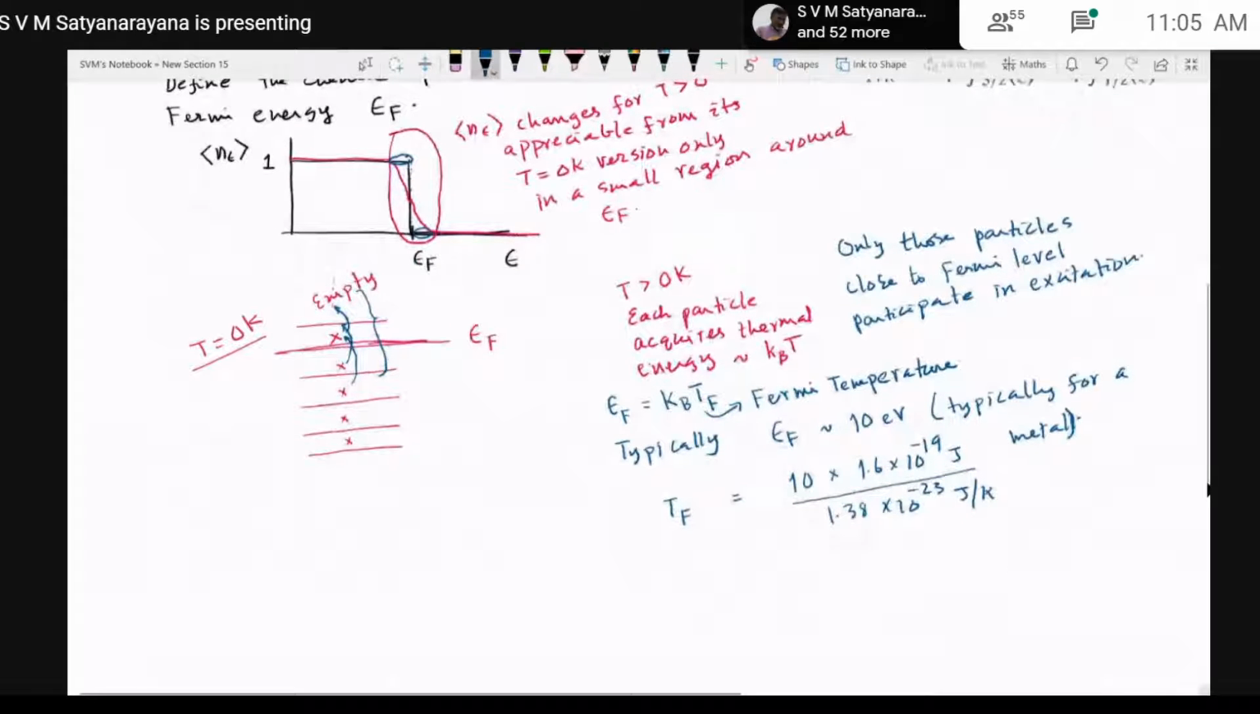So you can see that this is 16 by 1.4 roughly, into 10 to the 4 Kelvin. Okay, so 16 by 2 is 8, so 16 by 1.4 is more than 8. So let's say that this is 10. So this will be of the order of 10 to the 5 Kelvin. Okay, so 10 to the 5 is like 1 lakh Kelvin, 100,000 Kelvin. That's a very huge temperature, right?